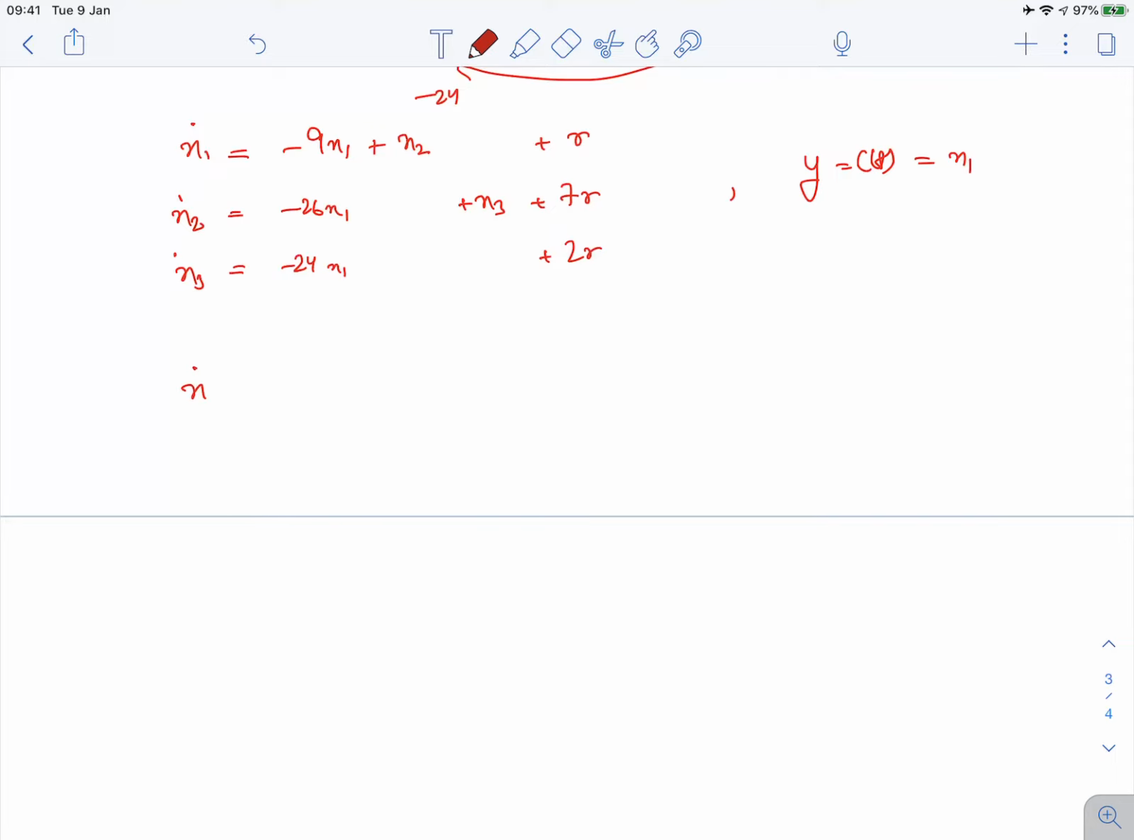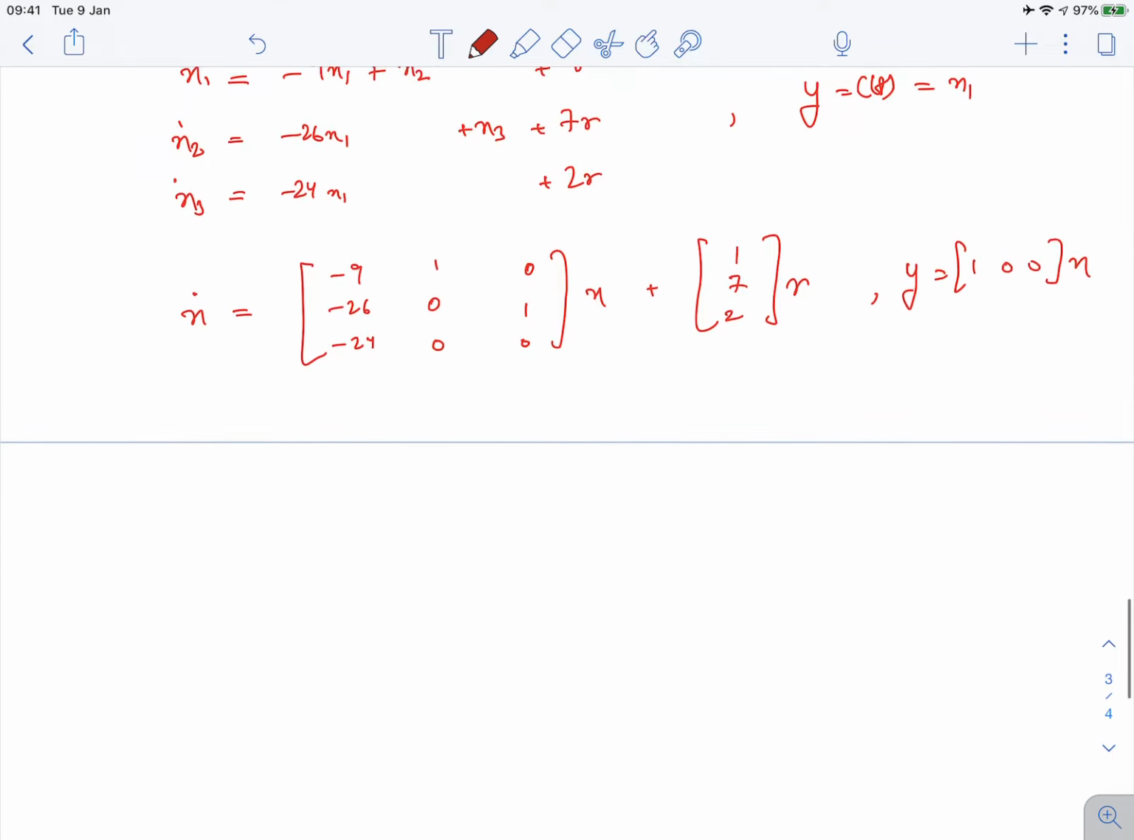Again representing it into the state space form, into the matrix form, we would obtain minus 9, minus 26, minus 24 as A, x plus 1, 7, 2 times r, and the output equation is 1 0 0 times x. Okay, so this form we call the observer canonical form. So you see that for the same transfer function we could use different canonical forms or different state space representations.